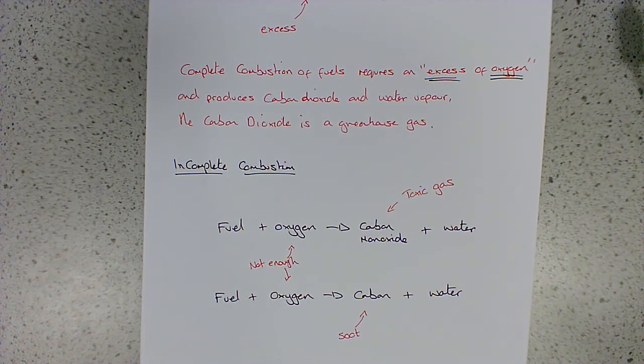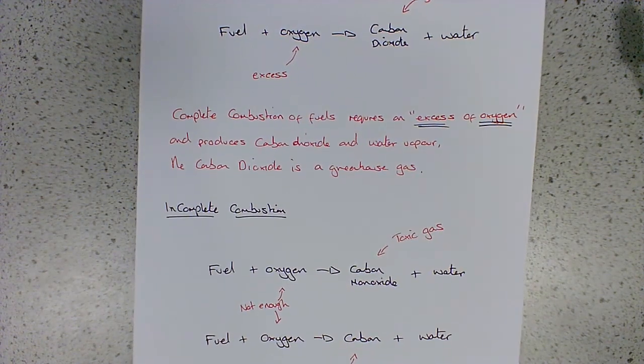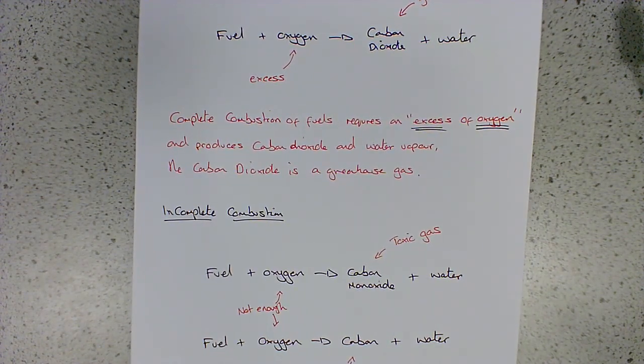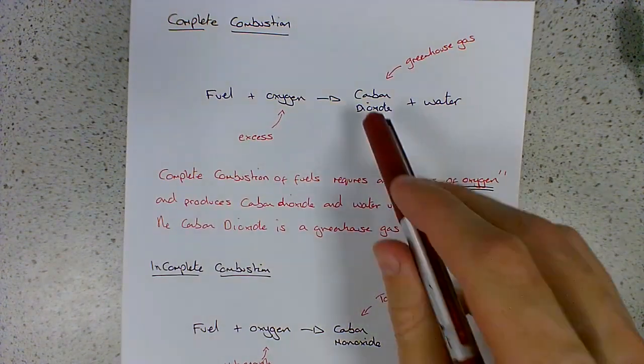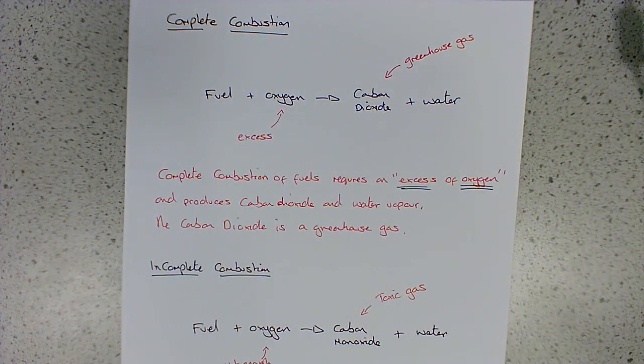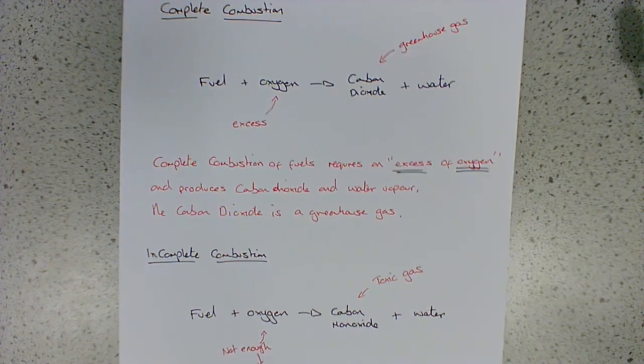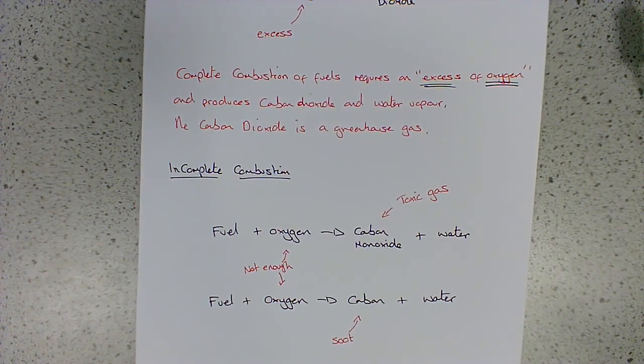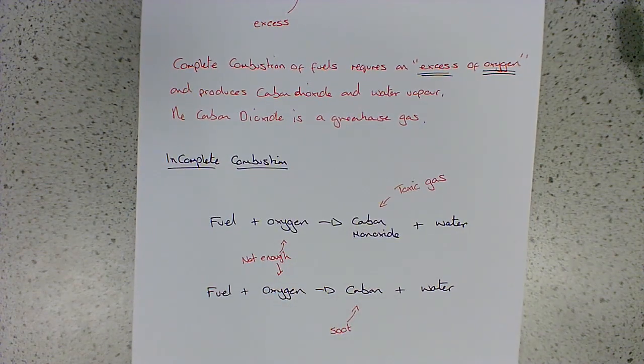So we basically have three main products that we need to talk about from combustion of fuels. If it's complete combustion, we have the carbon dioxide, which is a concern because it's a greenhouse gas and it absorbs long wavelength infrared radiation, causing global warming. If it's incomplete combustion, we have carbon monoxide, which is a problem because it's a toxic gas and it's colourless, tasteless and odourless. And carbon itself, soot, is a problem because it causes something called global dimming.